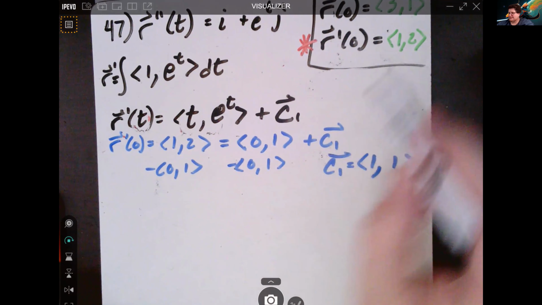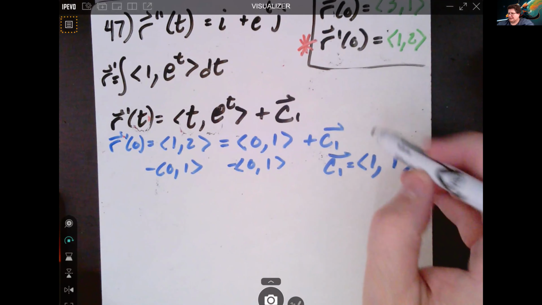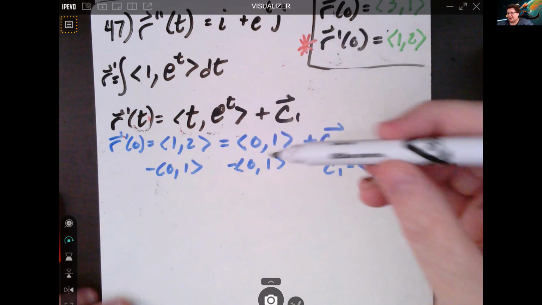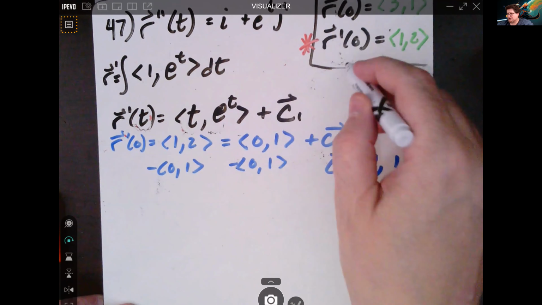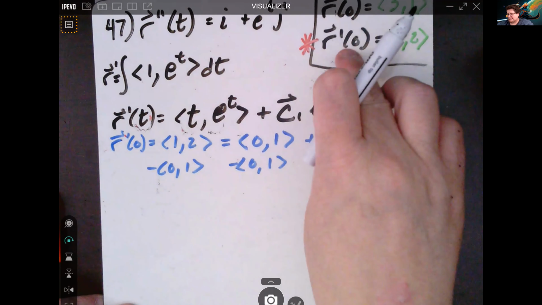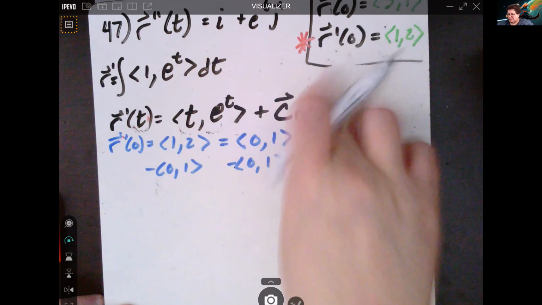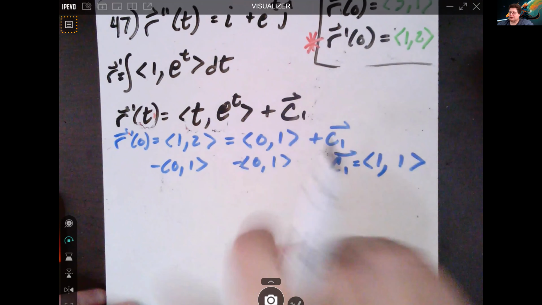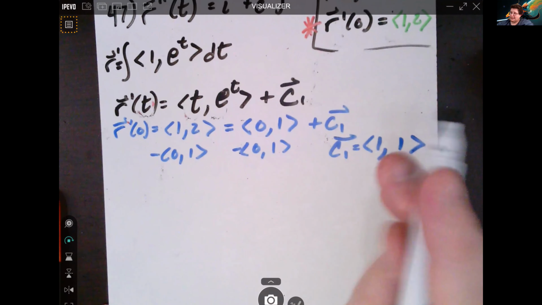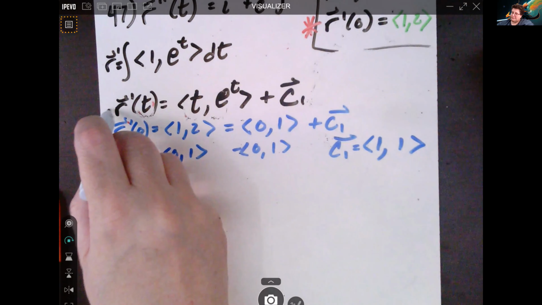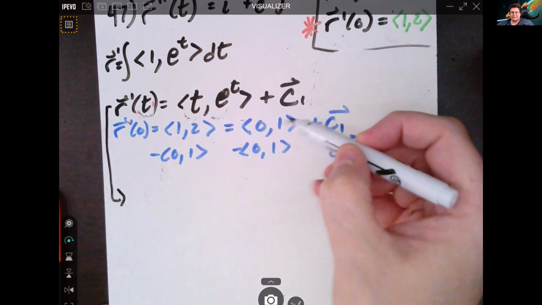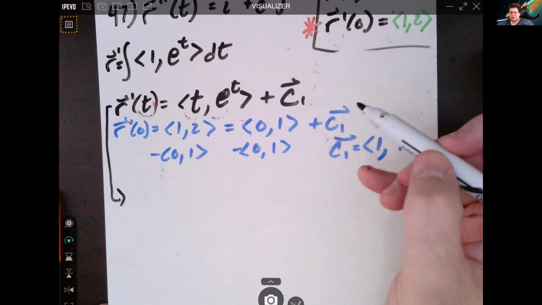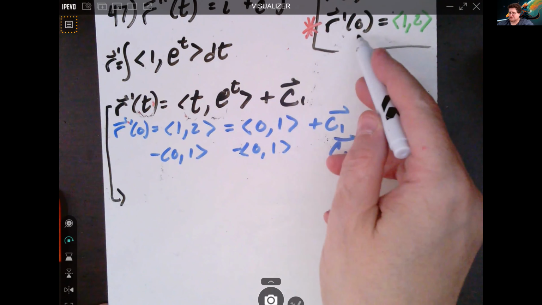It's a condition that we have that gives us an extra piece of information to solve for C. You will do this a lot in differential equations. It's not that hard. It's just you're new to it. You're plugging in the initial condition.